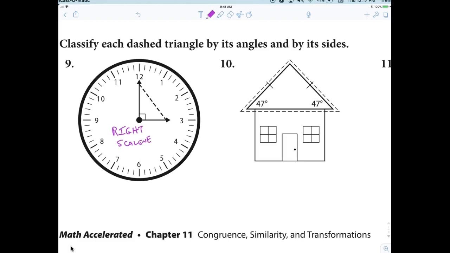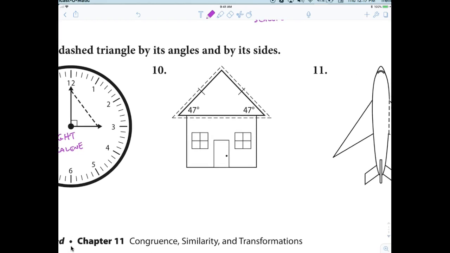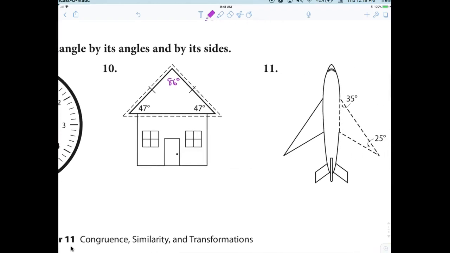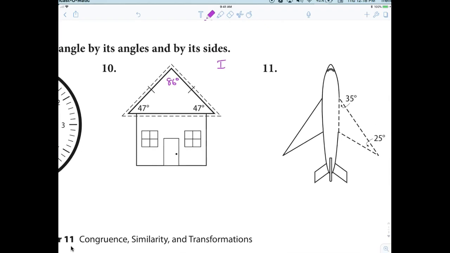All right, I need to find this missing angle. All right. Go ahead, Julian. I'll let you do this. How did I get that? Right, and that's what? Nice work, buddy. So that's 86 degrees. All right, so now, if that's 86 degrees, very nice work, kiddo. Isosceles. And what else? Good job, guys. Isosceles acute.